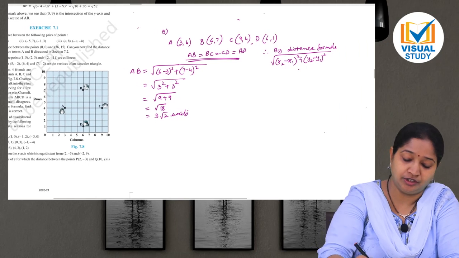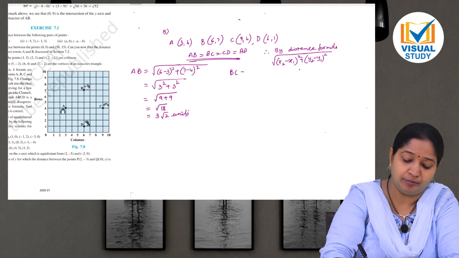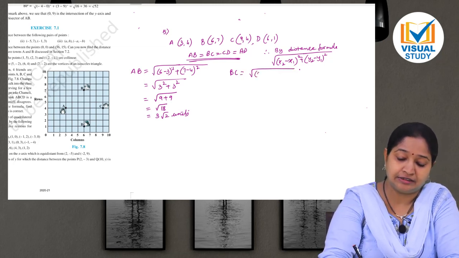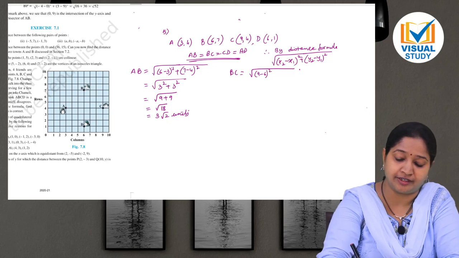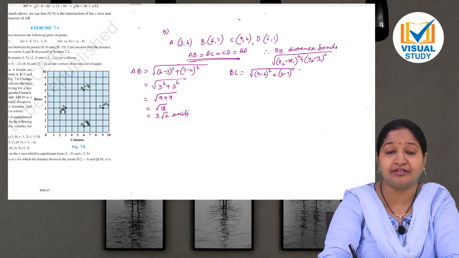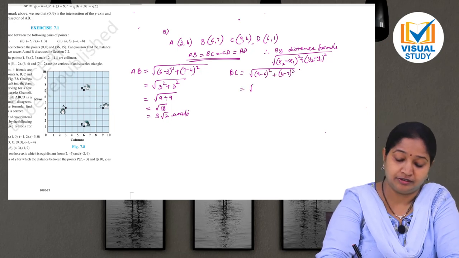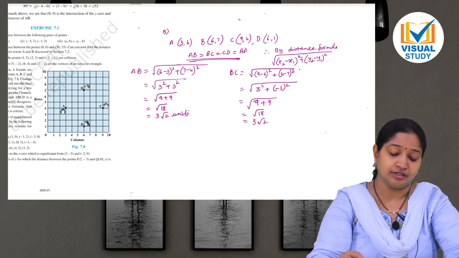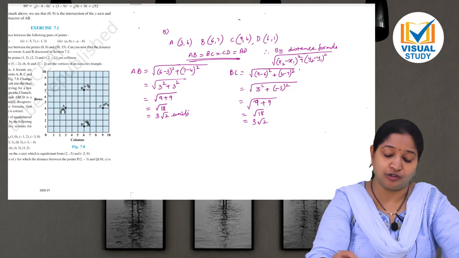Now, your BC. (9 minus 6) whole square plus (4 minus 7) whole square. Again, 9 minus 6 is 3 square plus (minus 3) whole square, that is 9 plus 9, and again that is 18, and that is 3 root 2. What is your CD?